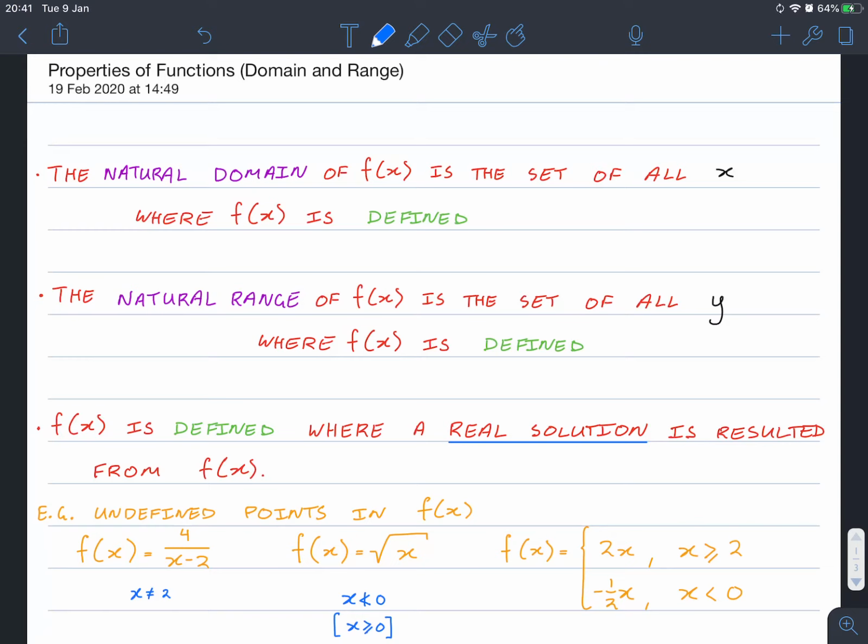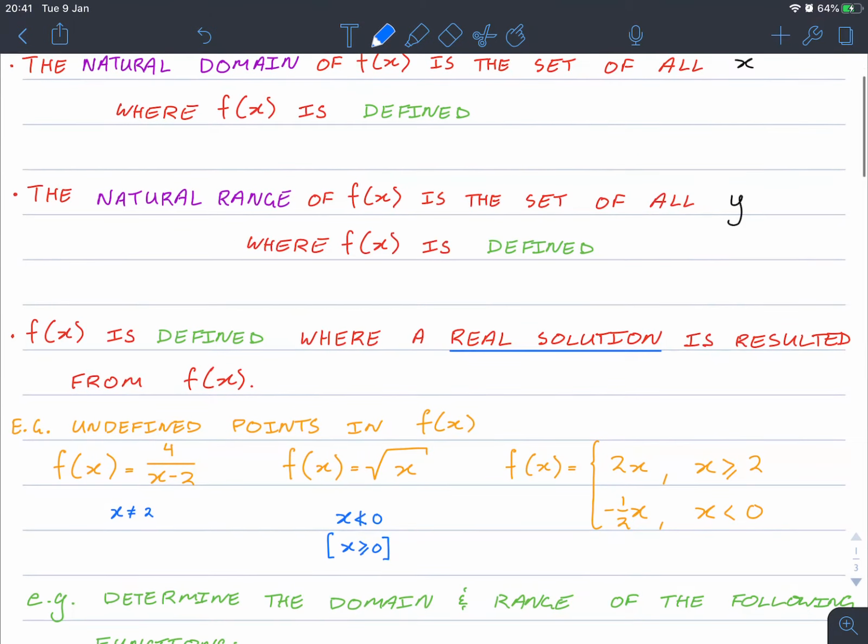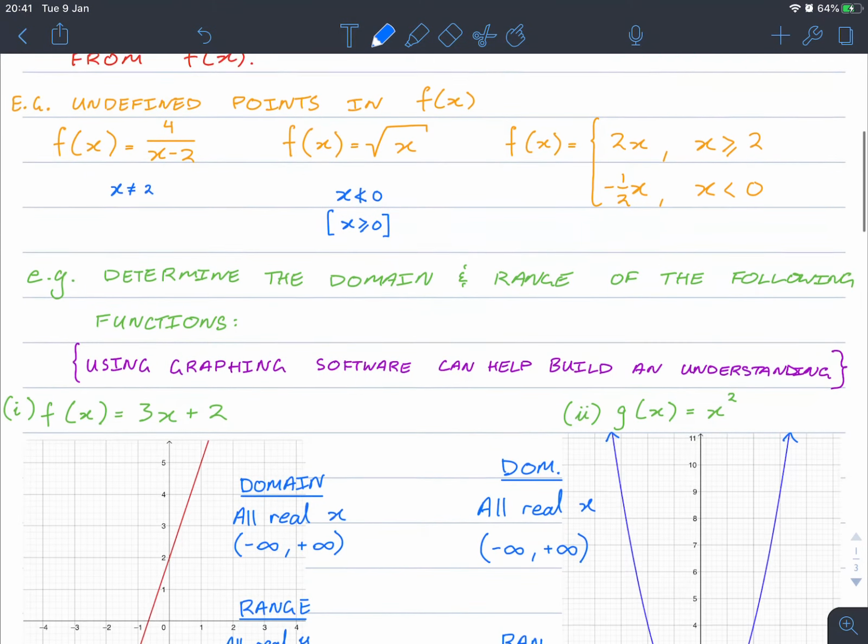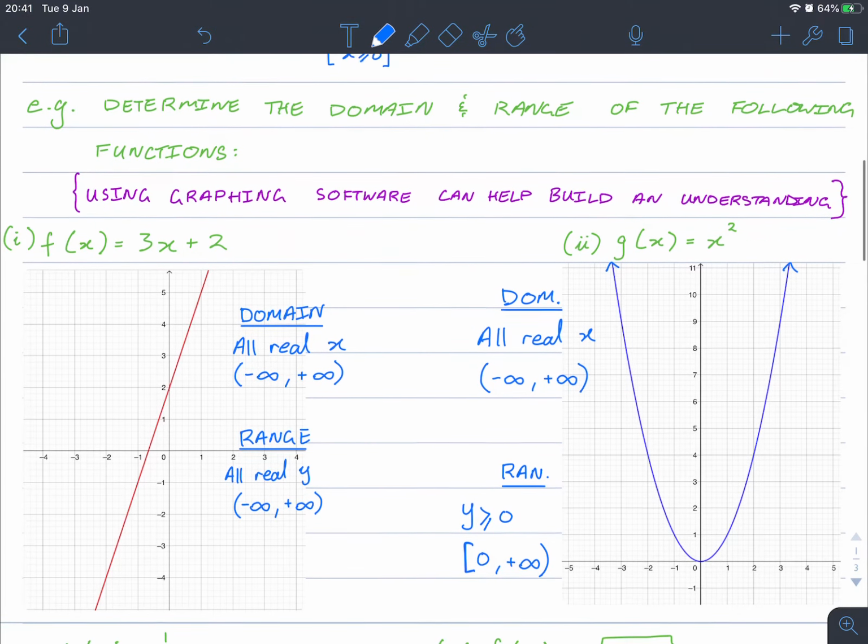Class, this is a continuation of the properties of functions, the domain and range. In the last video, we looked at the idea of what are undefined points, and we also looked at two examples of the domain and range.